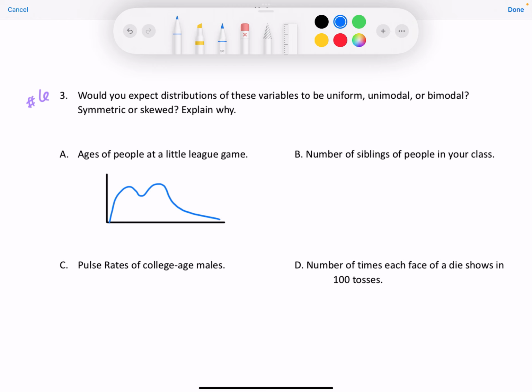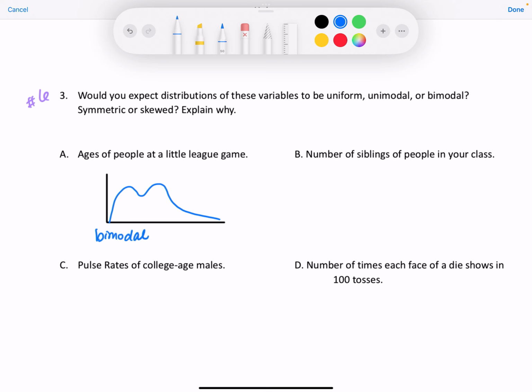Okay, so this is going to be the little kids. This is the little bit of a dip. Parents. And then probably grandparents out here. So what would we classify this as? Bimodal, because there's more than one peak.